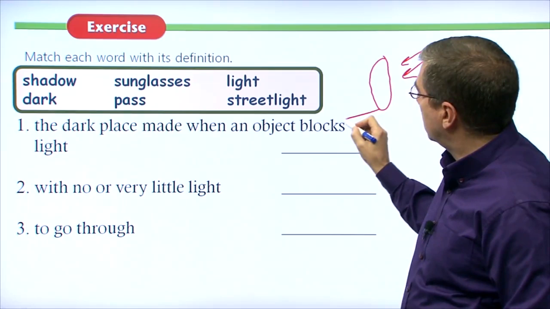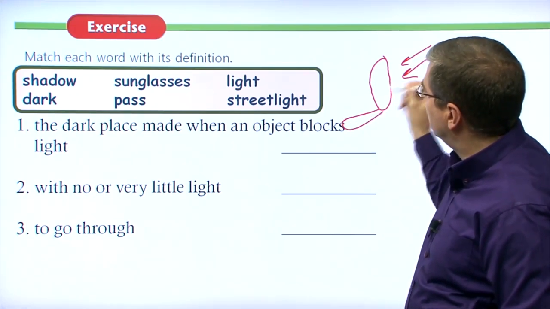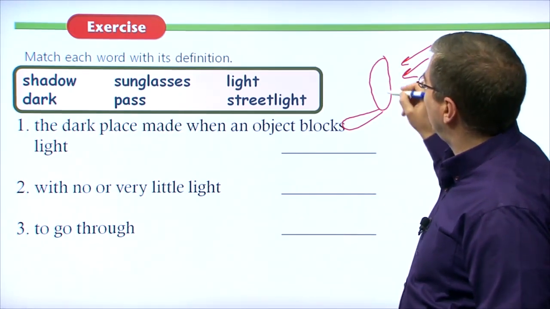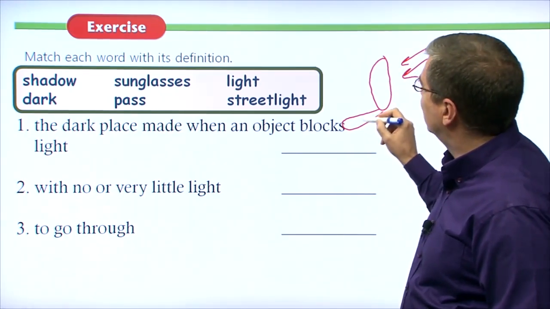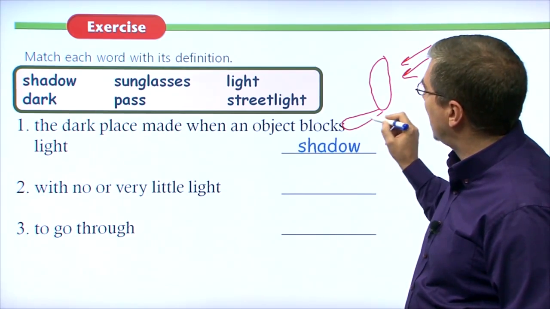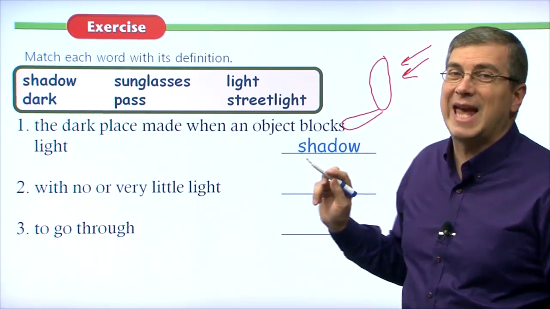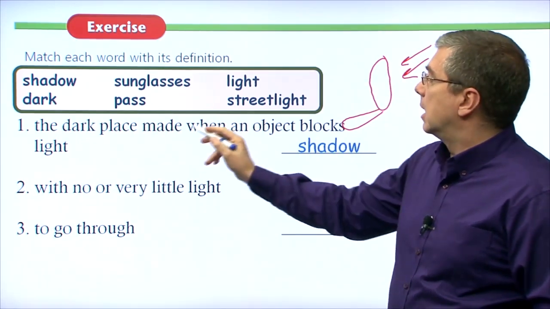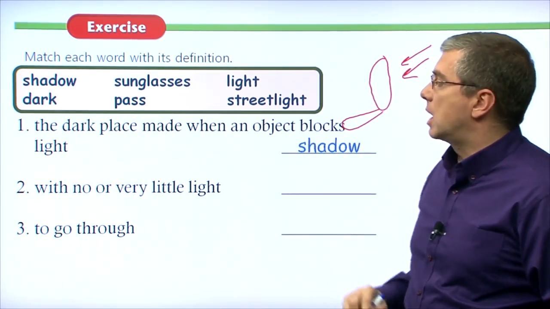And then we have a dark place down here where the light is being blocked. That's a very strange picture. I'm not a good artist, okay? But this is our object. What is this called? This, of course, is the shadow. This is the shadow that is cast when an object blocks the light. A dark place made when an object blocks light.